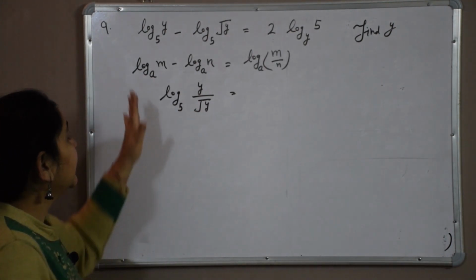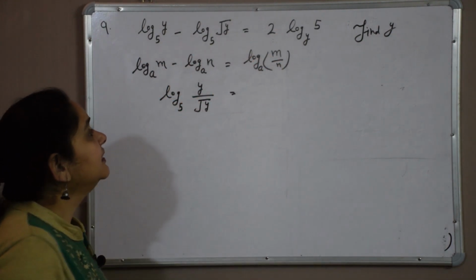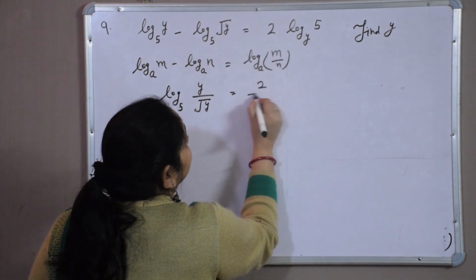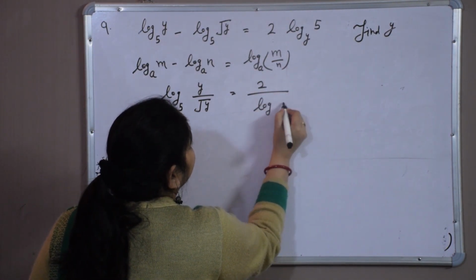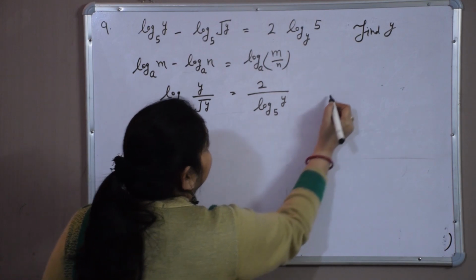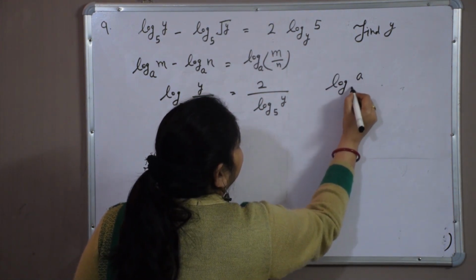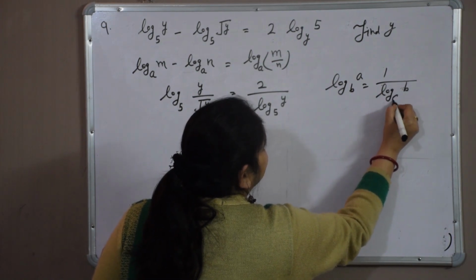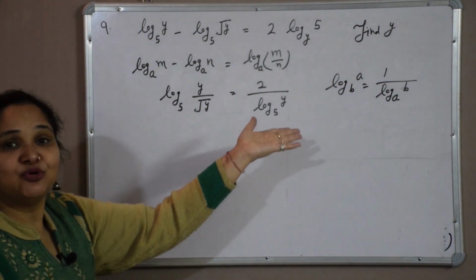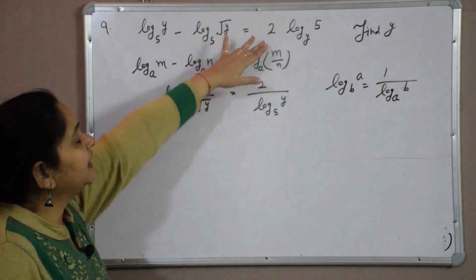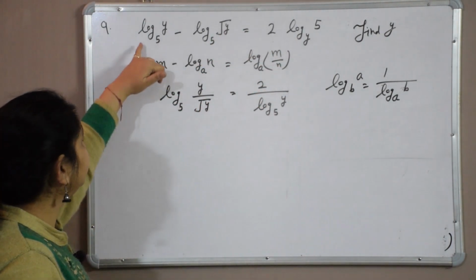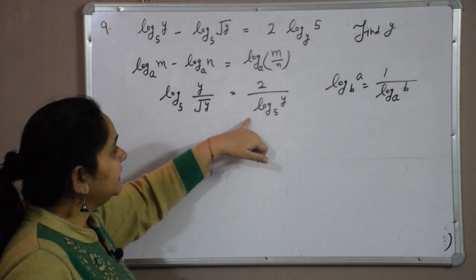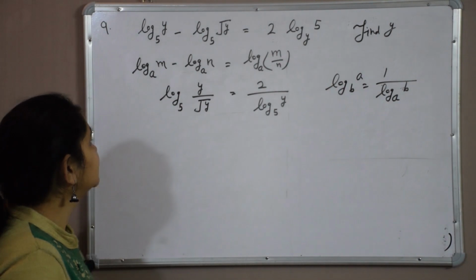This is equal to... but see, everywhere the base is 5, and here the base is not 5, it is y. So we will convert it to 2 by log of y to the base 5, by using log of a to the base b is equal to 1 by log of b to the base a. Just by taking the reciprocal we can change the base. I have changed the base here because everywhere else it was 5. I have made this also 5: 2 divided by log of y to the base 5.